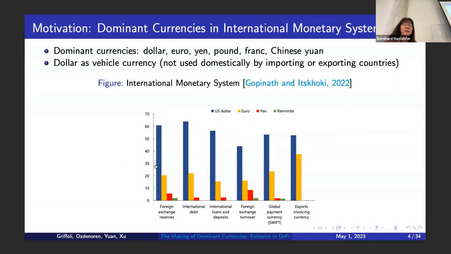To motivate the topic, dominant currency. You probably all heard the term dominant currency. Paul Krugman was actually the first to invent the term vehicle currency, which is the currency used by trading partners, where none of the trading partners will use the currency domestically.